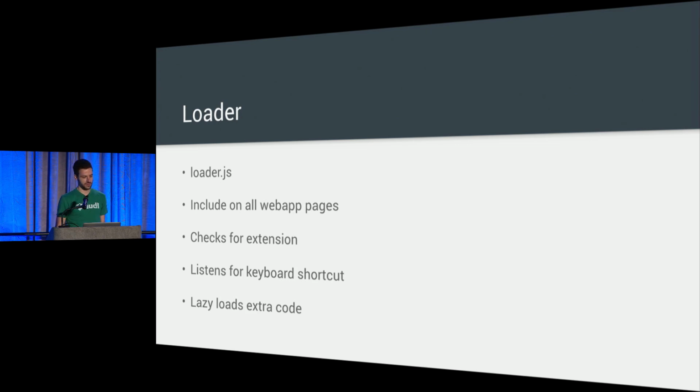For the loader, there's a loader.js file that's one of the artifacts from building the browser tools repo. This is included on all of your web app pages, so it gets executed on every page on prod. It's pretty minimal. All it's really doing is checking to see if the Chrome extension is installed, and if it is, getting things going with that. Otherwise, it listens for a specific keyboard shortcut, and that toggles the iframe fallback for you. Everything else it just lazy loads, because obviously you don't want a lot of extra code getting downloaded every time normal users are accessing your site.